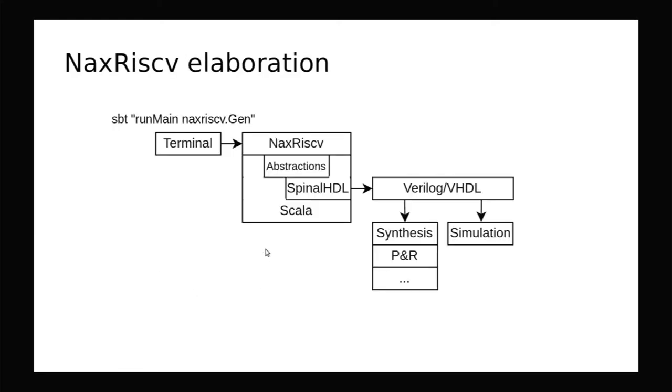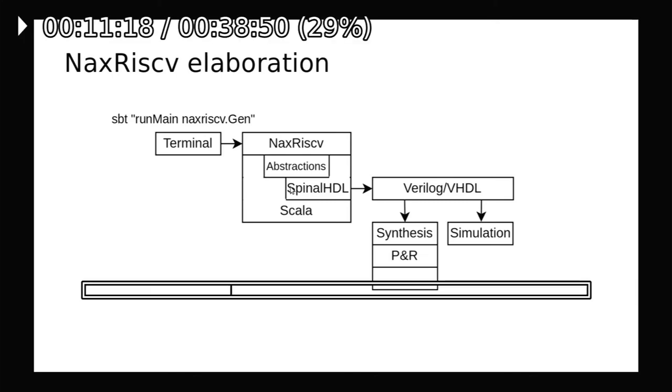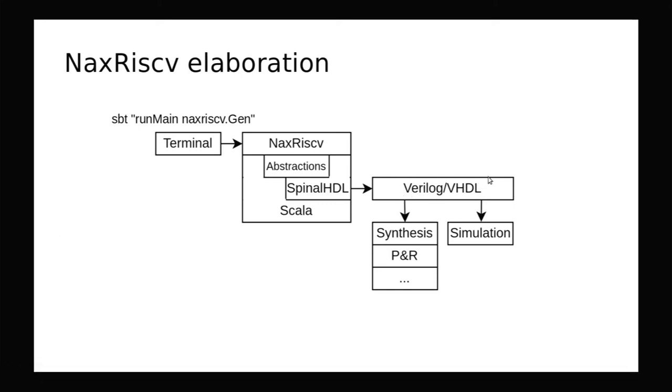So now let's dive a little bit into how the generation of the CPU is made. So okay, you can go in the terminal, run this command line, then it will invoke the NaxRiscv elaboration. It is based on Scala, as a general purpose programming language for the hardware elaboration, and SpinalHDL, which is, as I said, a Scala hardware description library. And so this allows us to generate some VHDL and Verilog that we can then run some simulation and synthesis with the flow you are used to. And on top of Scala and SpinalHDL, there are quite a few abstractions that I will now focus on in the next slide.